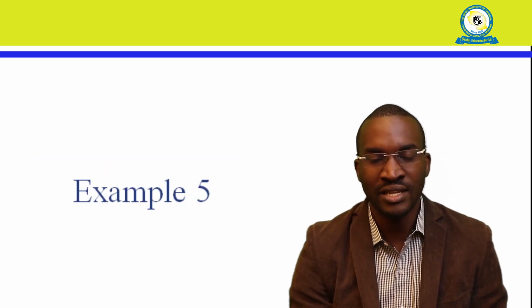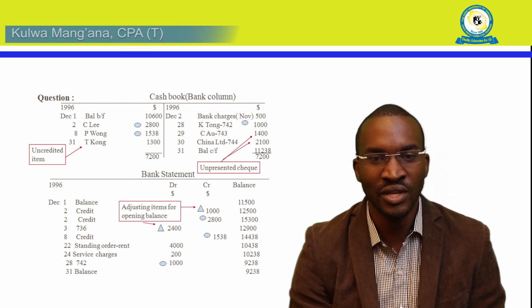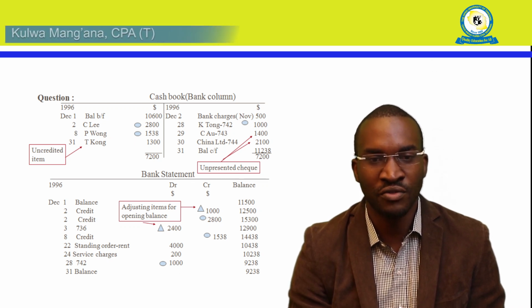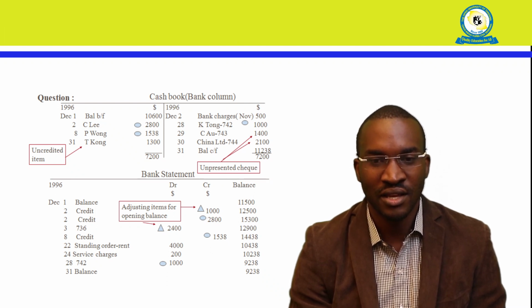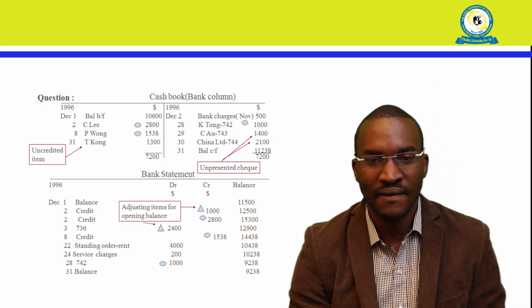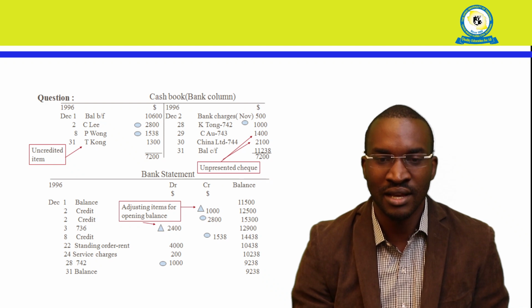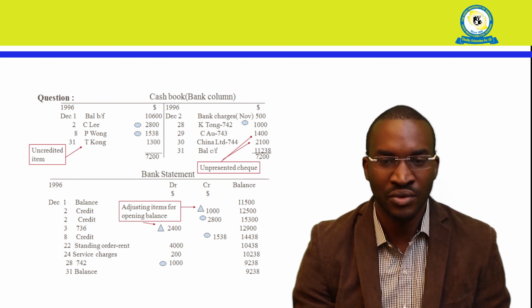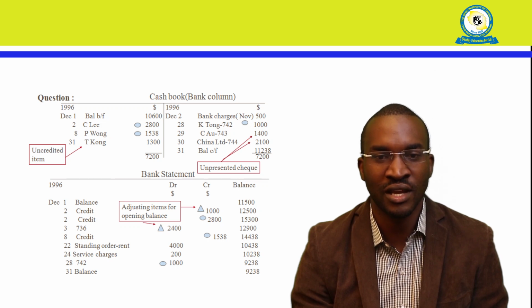Now to make it easy to understand, look at these figures here. You have the cash book column here again, and you have the bank statement. Here, look at this tick-on, whereby you have uncredited items and then you have unpresented checks. Here under the bank statement, you have the adjusted items for opening balances. Now take a look at these figures. At least you can understand something here that refers to different opening balances of the cash book and the bank statement.